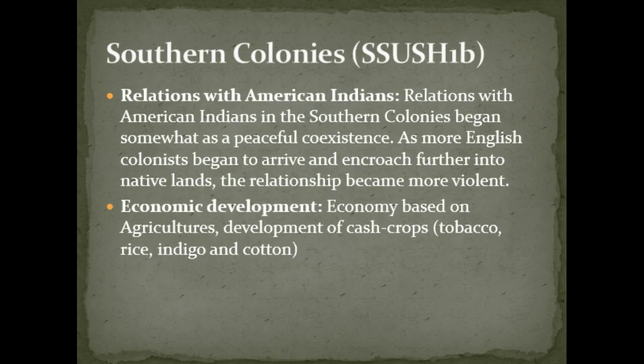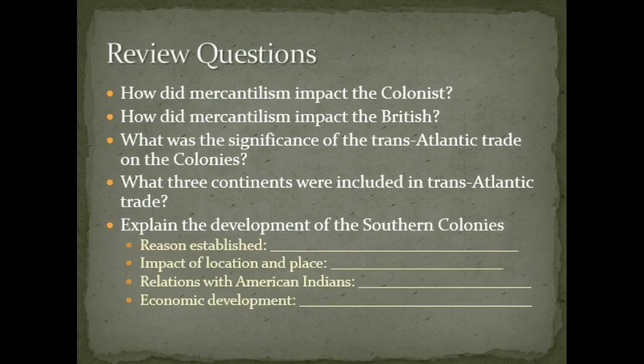Relations with the Indians: because the southern colonies needed land to grow things, they had to get rid of the Native Americans in order to grow more things, in order to make a profit. So you see the economic development is that they wanted to grow things like rice, indigo, cotton, and tobacco. Those were considered to be cash crops.